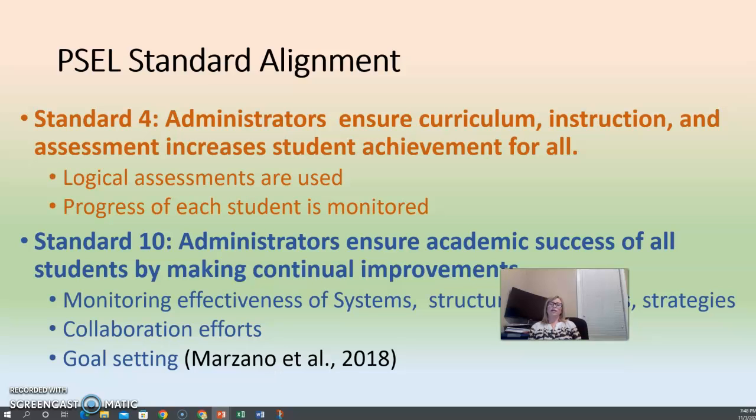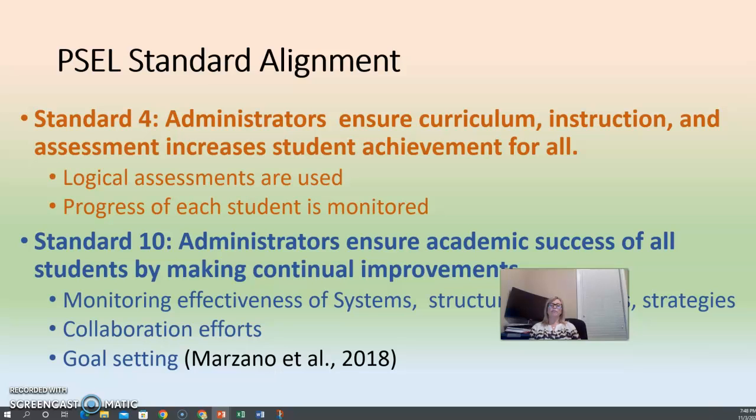So two standards aligned to Indicator 4. PSEL standard alignment includes Standard 4, administrators ensuring that the curriculum, instruction, and assessment increases student achievement for all. This aligns in two ways. One, because logical assessments are used and the progress of each student is monitored. And that is done often so that if students are not achieving, interventions can be put into place.